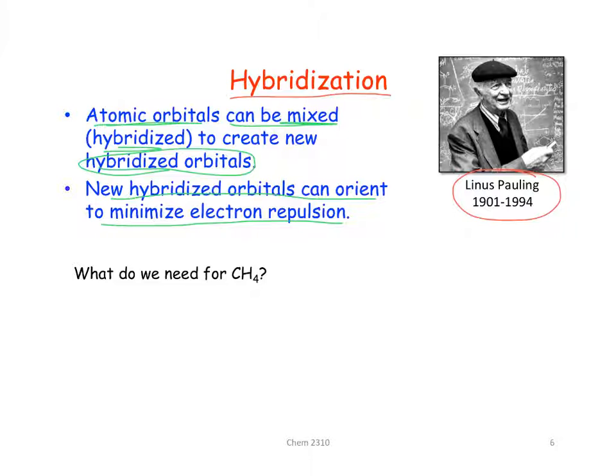Okay, so if we think about methane, what do we need? How many equal orbitals do we need for those orbitals to orient to the corners of a tetrahedron? Right, so we need 4 equal orbitals.